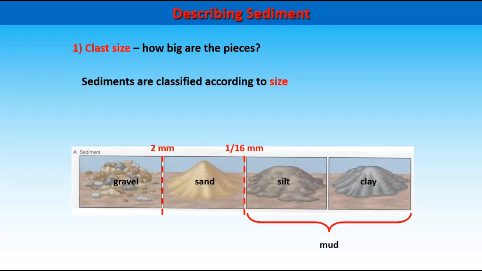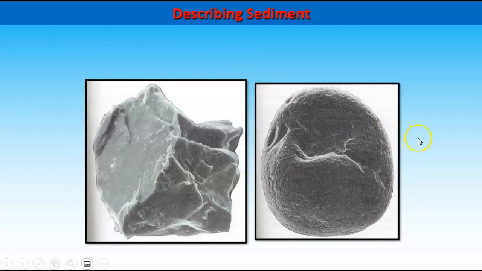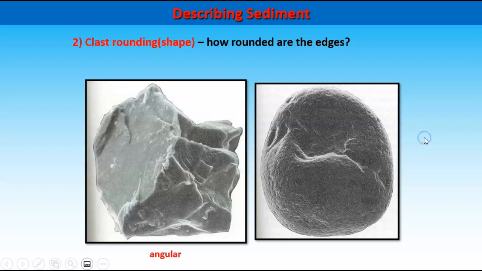As long as there's one piece bigger than 2 millimeters, then there's gravel-sized pieces in there. And we're going to use that to help name this clastic sedimentary rock. The other way we're going to name a clastic sedimentary rock is how well-rounded the pieces are. So when they're big enough to see with your naked eye, you can make the call whether they're either angular, so they have sharp edges, or they're rounded.